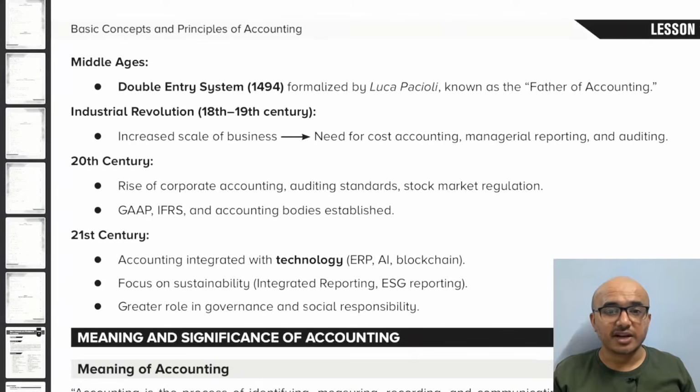So then we had the industrial revolution, increased scale of business, everything increased. Then they realized, okay, we just can't have basic accounting, we need to have cost accounting, managerial reporting, auditing, etc. So all those things came into the picture.